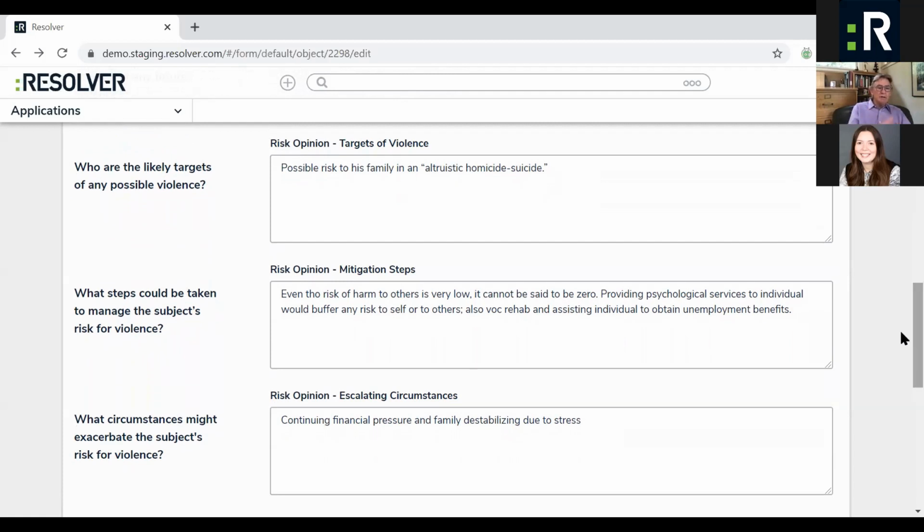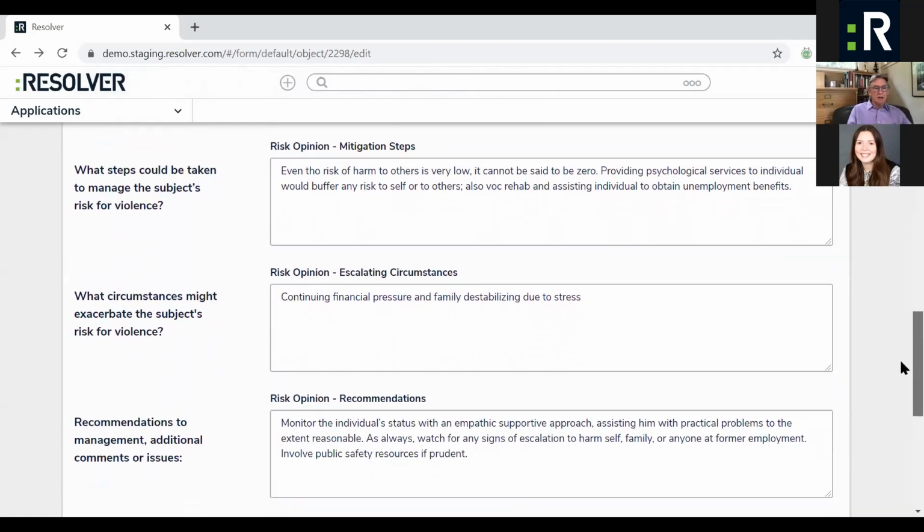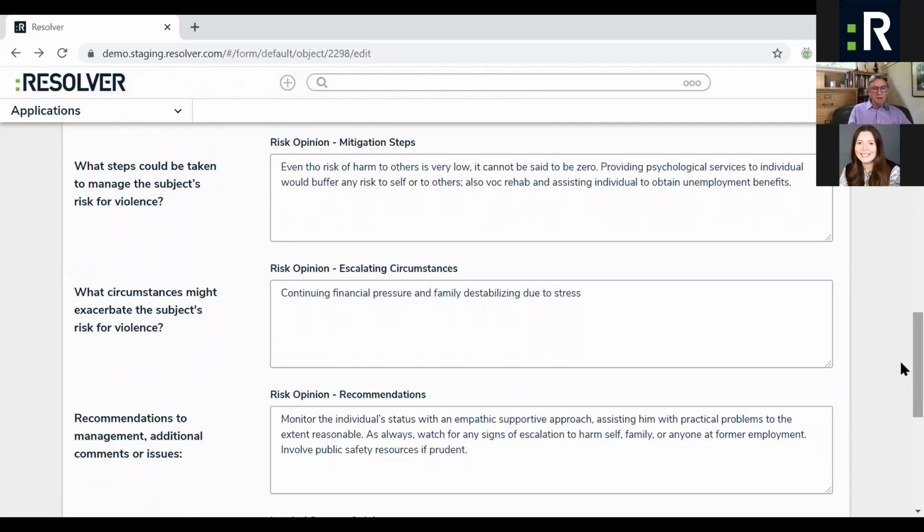So then obviously we mentioned the steps that could be taken to manage the individual. In this case, it's more about support. What might make it worse? If we did nothing, it would get worse. If we forgot about it. So we stay engaged with the individual, we monitor, we do what's reasonable. We're not letting people hold us hostage by threatening us. Those are some of the issues that obviously get discussed in any case.